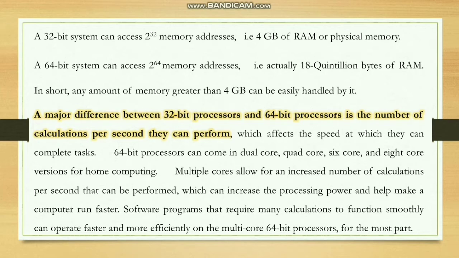Multiple cores allow for an increased number of calculations per second, and this can be performed with an increase in processing power and help make a computer run faster. Software programs that require many calculations to function smoothly can operate faster and more efficiently on the multi-core 64-bit processor.